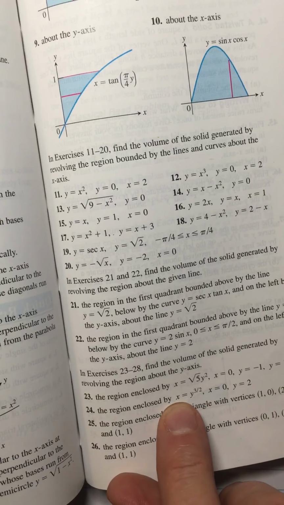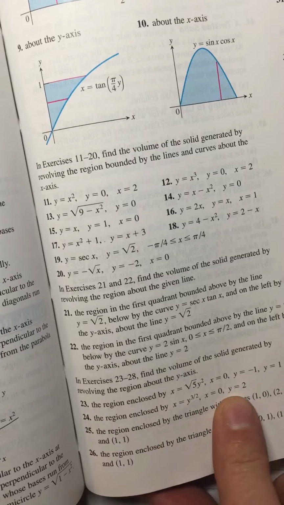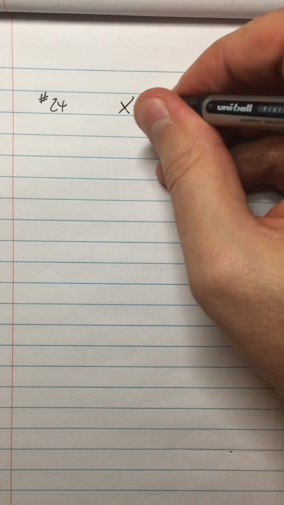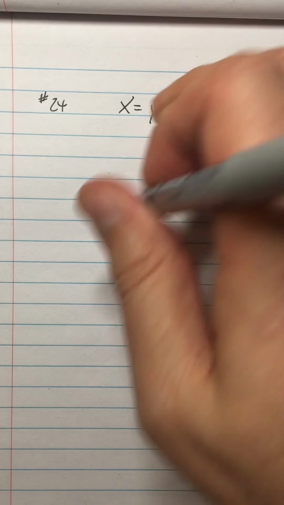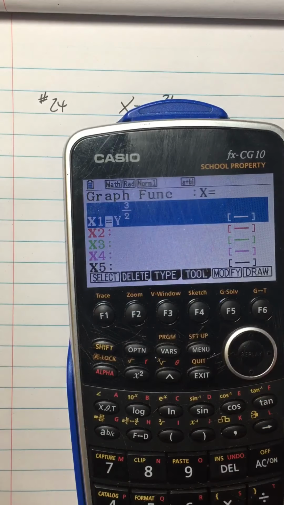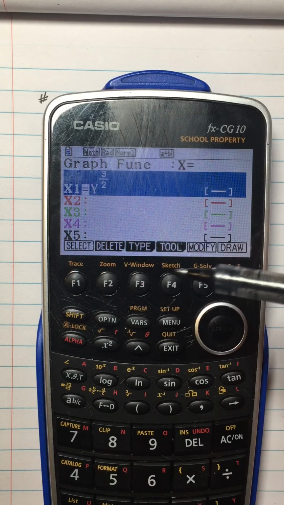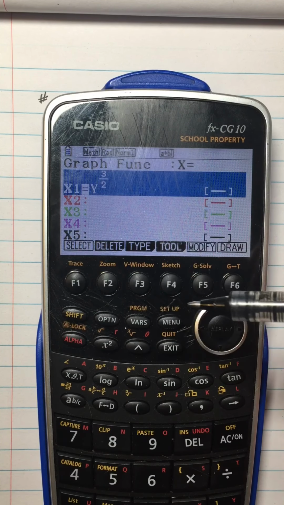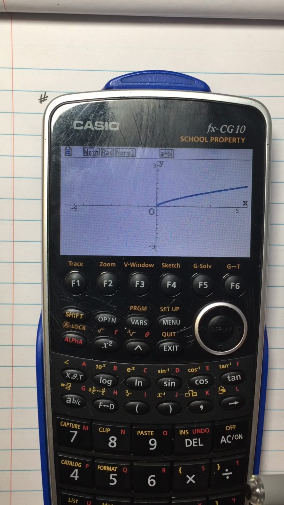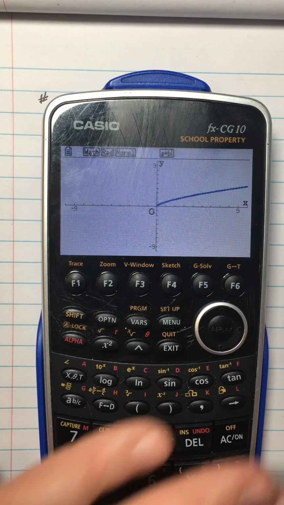So I chose 24. X equals y to the 3/2 power, x equals 0, y equals 2. So what does that look like, you say? Well, this is one of the areas where the Casio is a really nice calculator because you can very easily switch everything to x using the type button. So you type x equals y to the 3/2 power. I drew it on a standard window, and it looks like that. That's all I need to know about it.